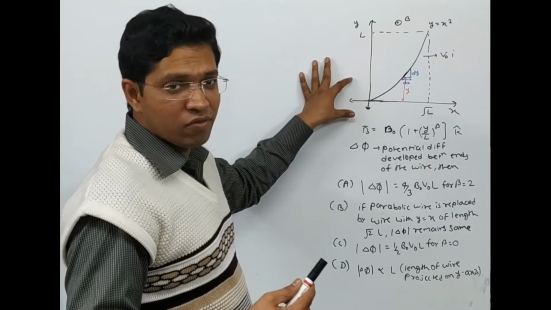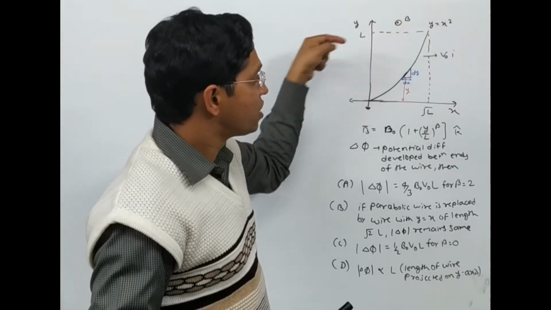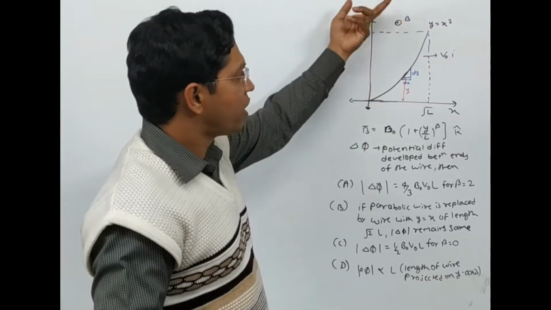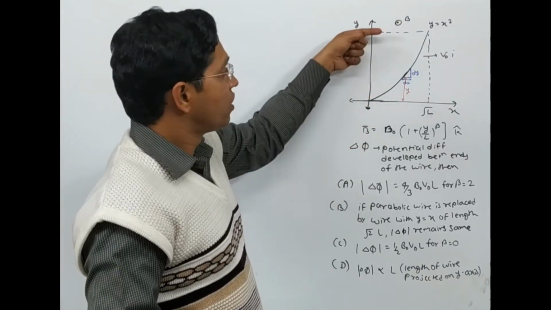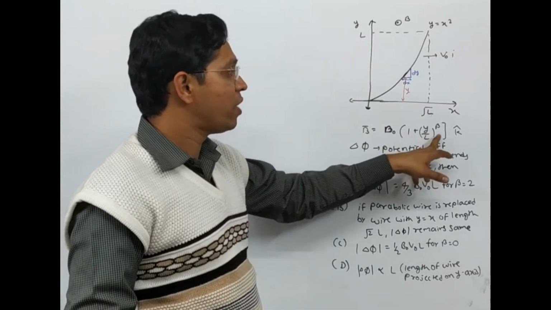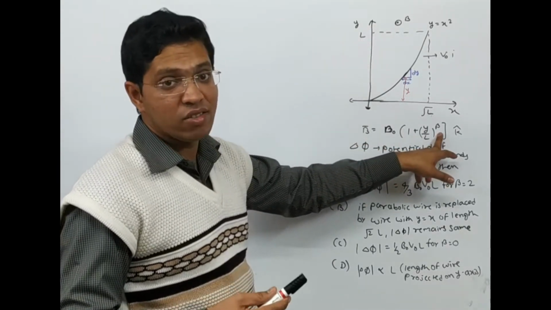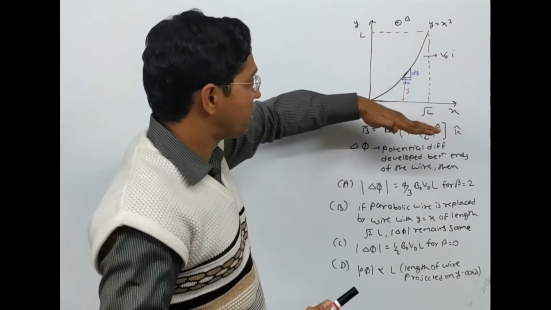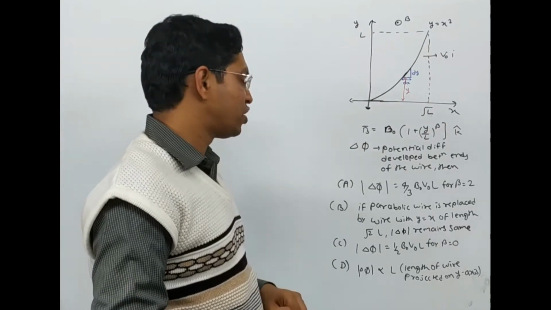Here a conducting wire of parabolic shape is moving with the velocity v naught i, and the equation of the parabola is y equal to x square. Then the magnetic field is B naught (1 plus y by L) raised to beta. It means it is continuously varying along y. Along x it is constant, but it is varying along y given by this relation.